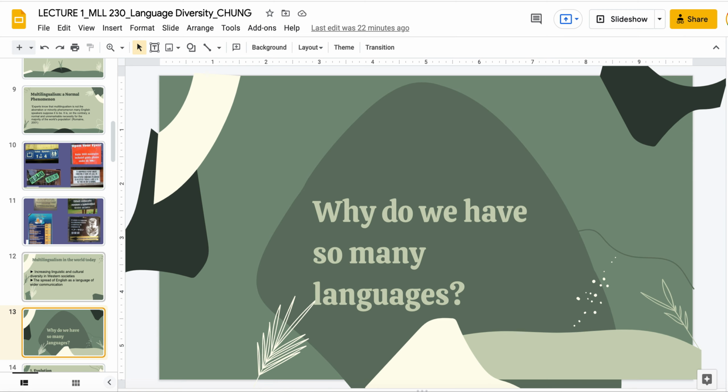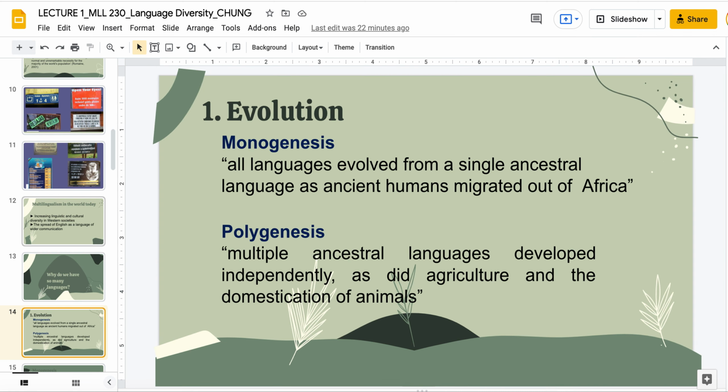So now we're getting to why we have so many languages. What are the factors that allow for linguistic diversity? It could be from evolution, right? There are two prominent theories of how languages have evolved. The first one is monogenesis. This is the theory that all the languages have evolved from Africa, kind of like our single ancestor, right? Like there was someone from Africa who was our ancestor, and we all descended from this one person. So that's the monogenesis theory of linguistic evolution.